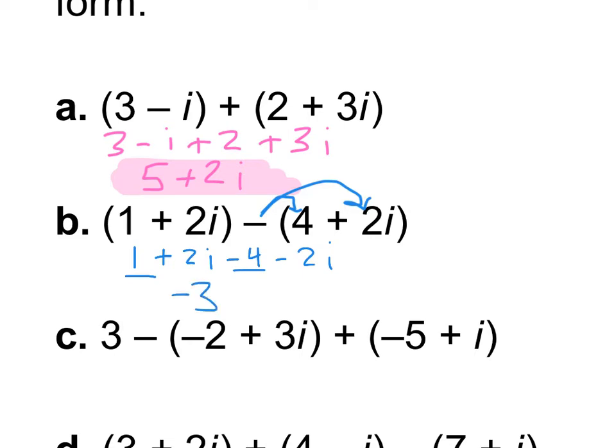And then we combine our imaginary parts together. So we have 2i minus 2i, which would just be 0. They cancel each other out. So our answer here would be negative 3. Any questions?